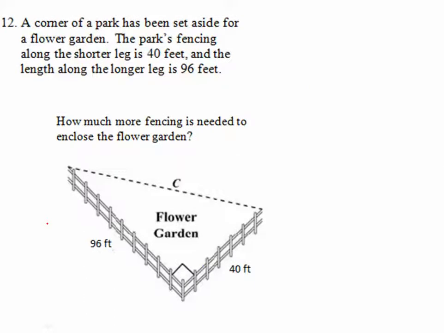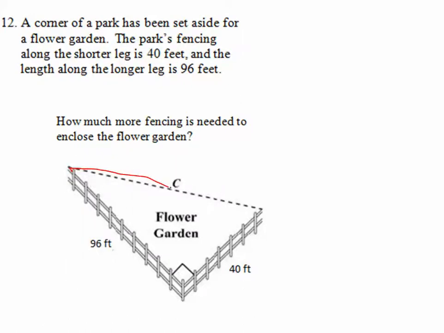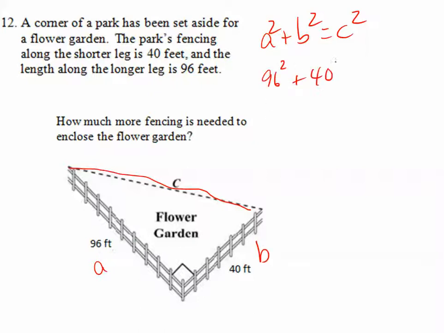A corner of a park has been set aside for a flower garden. The park's fencing has a shorter leg of 40 feet, and the length along the longer leg is 96 feet. And I want to know how much more fence do I need to completely enclose it. So how much fence do I need to go from here to here, basically? So that's an a squared plus b squared equals c squared, a Pythagorean theorem problem, where this is c, this is a, and this is b. So 96 squared plus 40 squared equals c squared.